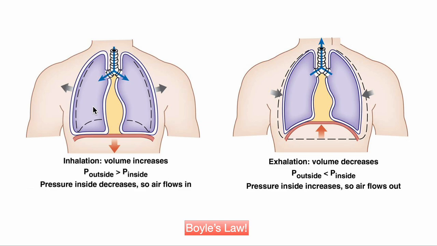On the other hand, if we want air to flow out, we want the pressure in the lungs to be higher than it is outside our bodies. So we shrink or contract the volume of the thoracic cavity, which increases the pressure inside the lungs, which allows the air to flow out, or even forces the air to flow out, because pressure outside the body is lower. And so the air will flow towards that lower pressure. That's Boyle's law, which is physics, but it's fine. It makes sense. You're okay with it.